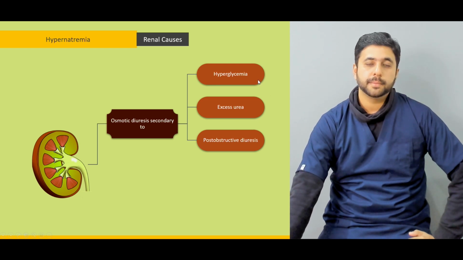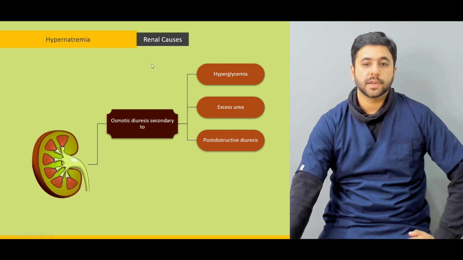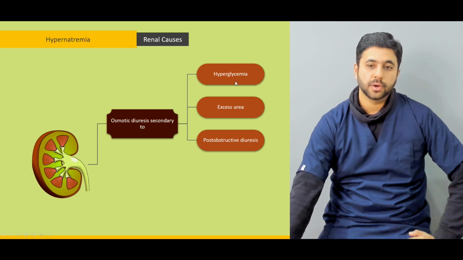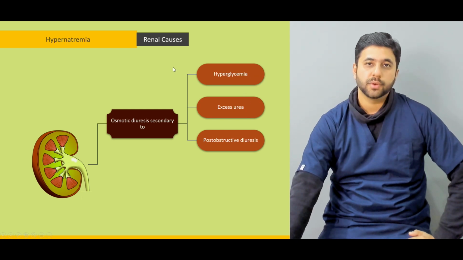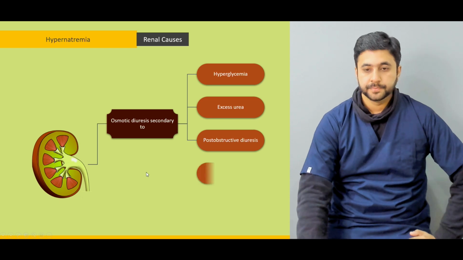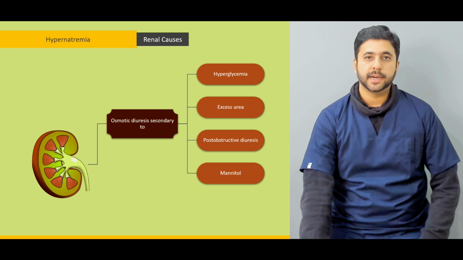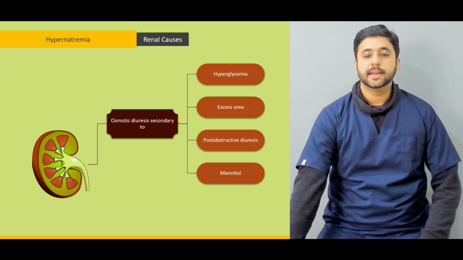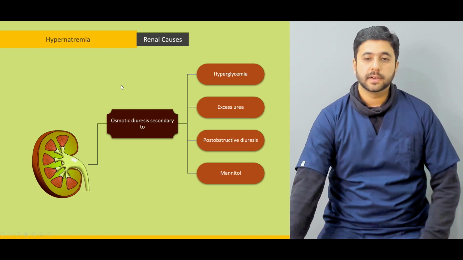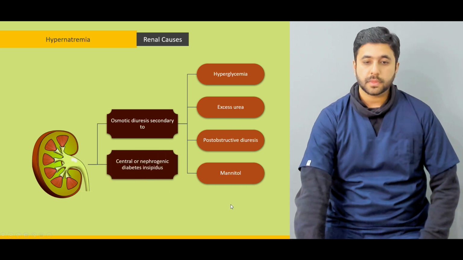And if you remember the plasma osmolality equation, it involves three factors: sodium, glucose, and urea. So if the others are disrupted, the sodium tries to equilibrate that. But because of the loss of water along with these solutes, the plasma becomes concentrated. Similarly, if we give mannitol to someone, as we know, mannitol is an osmotic diuretic, then it also leads to this hypernatremia if it is in a lot of excess.